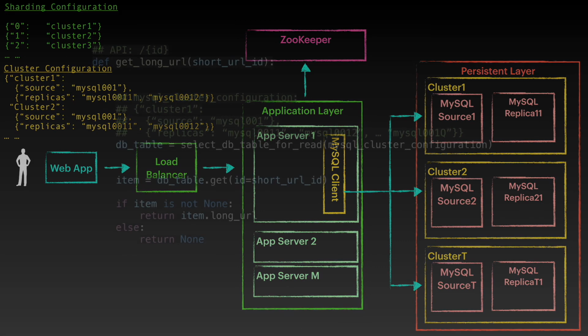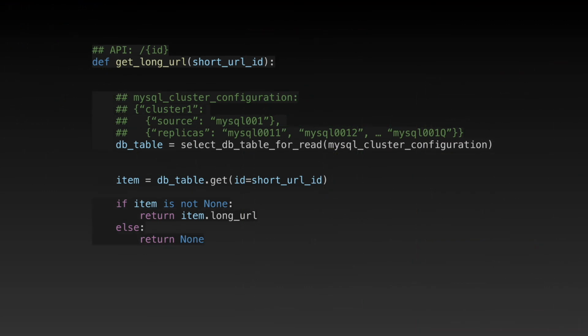If we take a look at our previous implementation of getLongURL, now we need to first get the configuration from Zookeeper. Then, when selecting the database, we need to pass the short URL ID in, so that based on this value, we can first choose the right cluster with sharding, then choose the right MySQL database with client-side load balancing. The change in create short URL is going to be very similar.